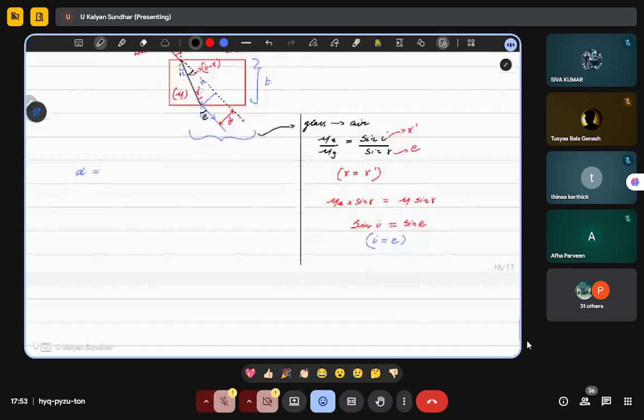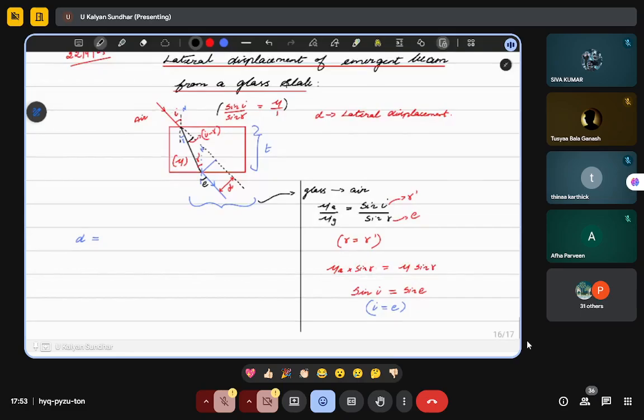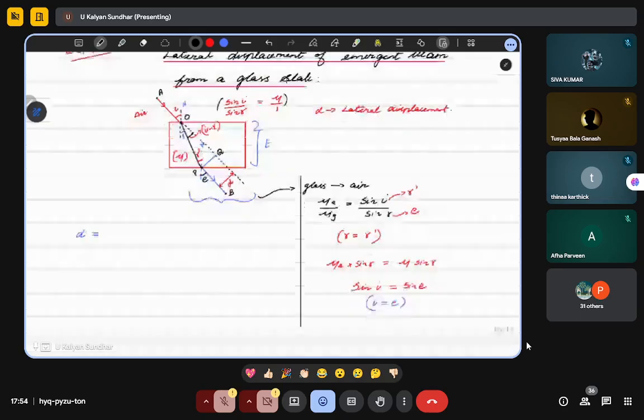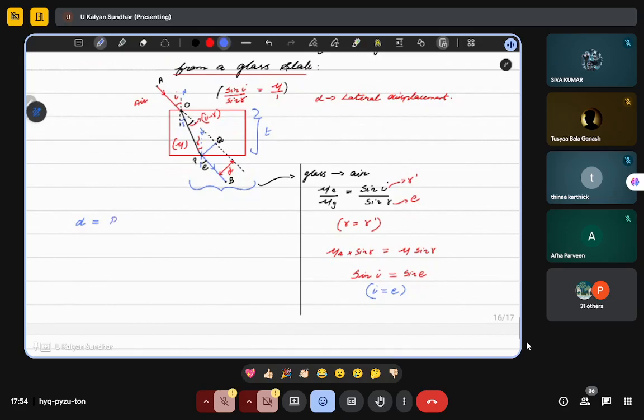Right. Now, next comes your d value, that is your lateral displacement. So let me take this perpendicular line with this point as P and this point as Q. In the incident ray, it starts from A, and the emergent ray point is P. And the point of incidence here, let it be O. Now, lateral displacement is equal to PQ.